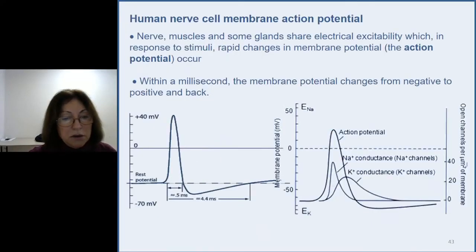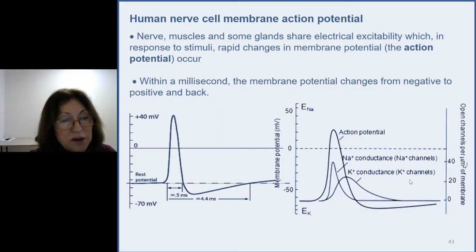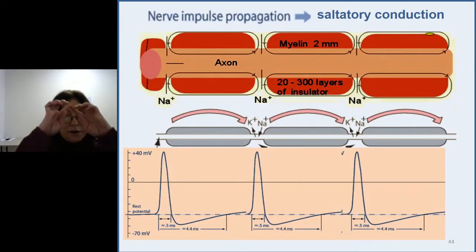So, and look, the human nerve cell membrane action potential is determined by the conductance of the membrane for the sodium and potassium ions. And this conductance is provided by the specialized selective sodium and potassium channels. And look, within a millisecond, the membrane potential changes from negative to positive and back. You can see within the millisecond.